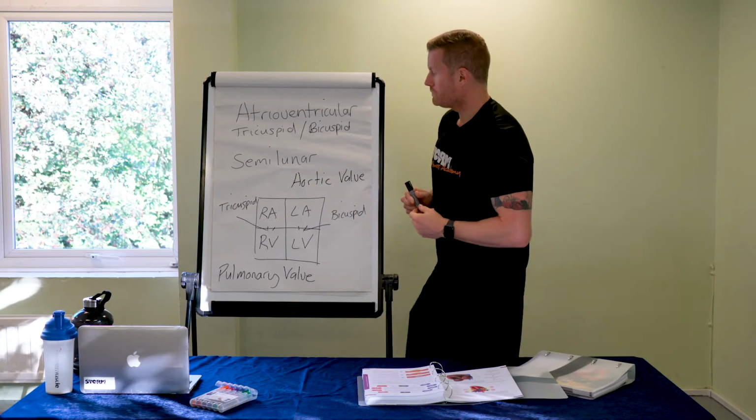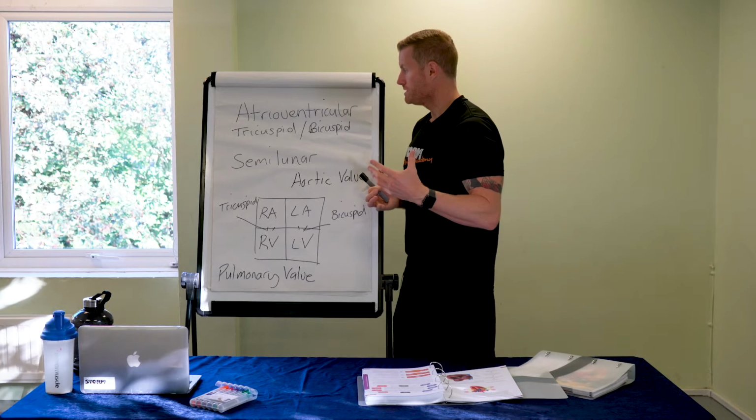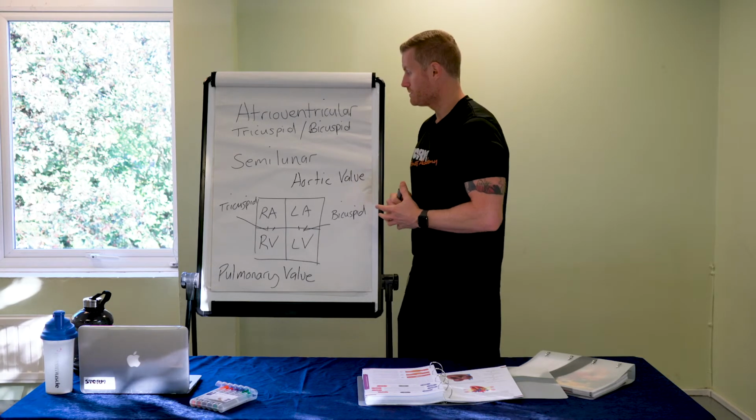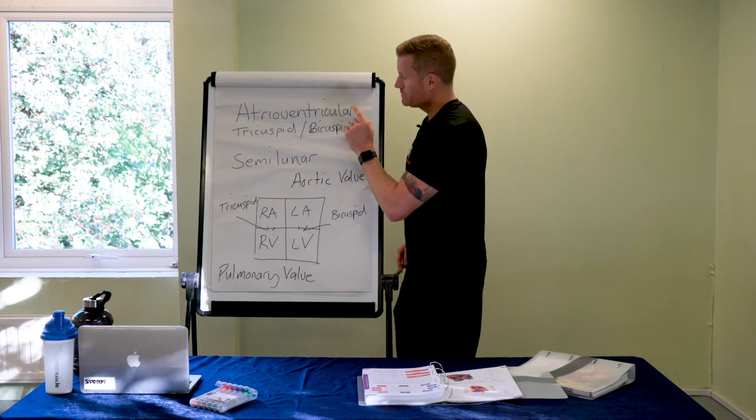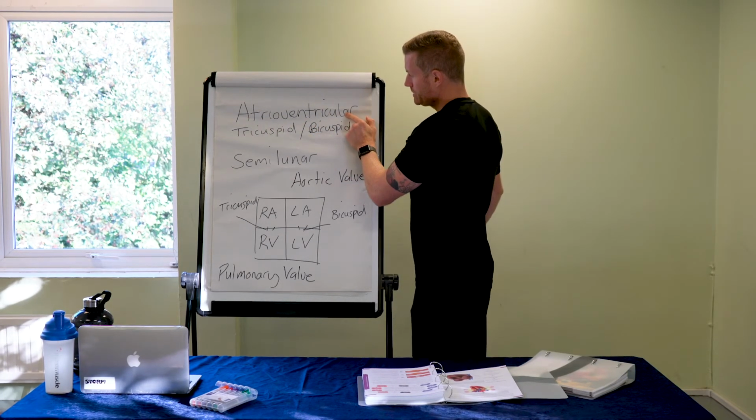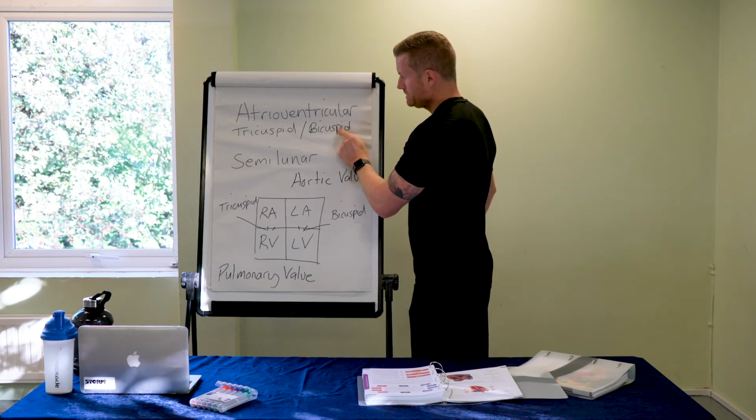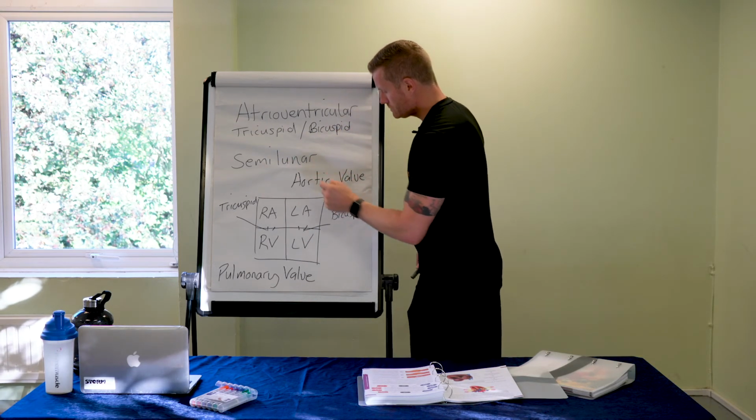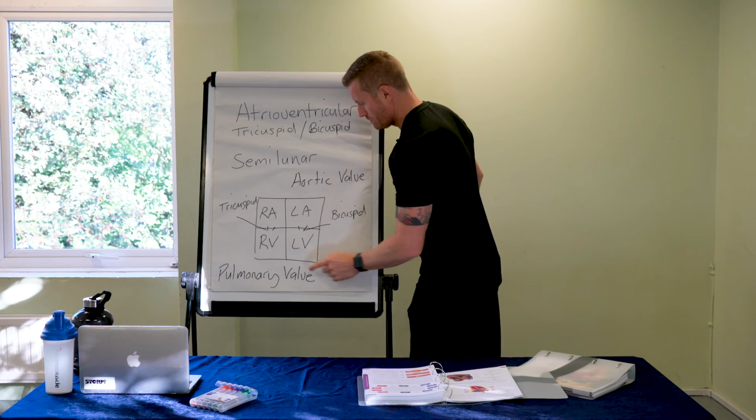So that's your 4 valves that you need to understand or learn to pass your level 3 anatomy and physiology exam. The 2 categories are, we've got the atrioventricular, which is the tricuspid and bicuspid. You've got the semilunar valves, which covers the aortic valve and the pulmonary valve.